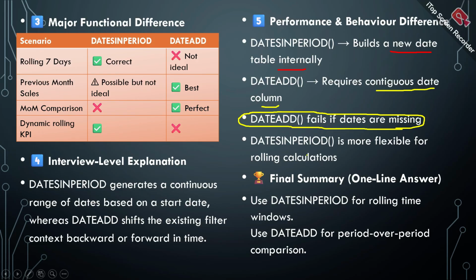Okay, so when I have to do a rolling calculation, at that time you go with DATESINPERIOD. And suppose you have to do a calculation like period over period, like month over month growth, year over year growth, or previous month, then you will prefer the DATEADD function. Okay, so these are the important points I wanted to show you guys.